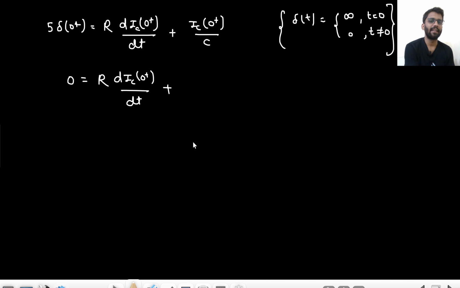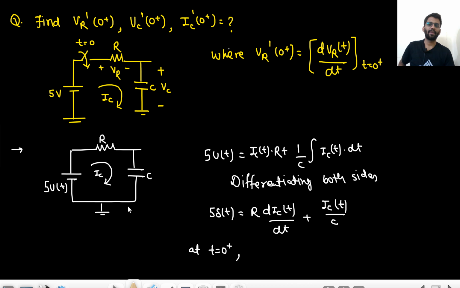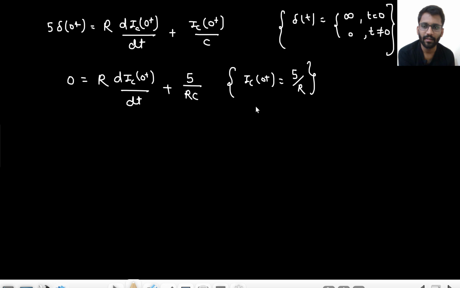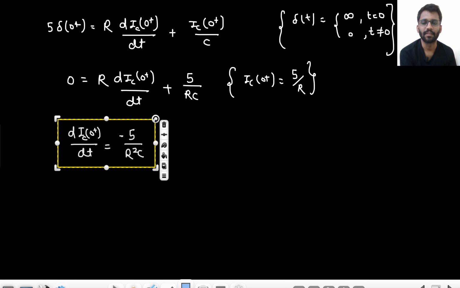Tell me what is the value of ic at 0 plus? At t equals to 0 plus, this capacitor will be shorted, so the current will be 5 by R. So it would be 5 by RC, because ic(0 plus) is 5 by R, right? So what will be my final answer? d ic by dt is minus 5 by R square C. This is my final answer.